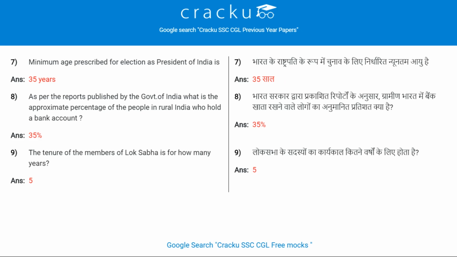Minimum age prescribed for the election as President of India? 35 years. As per the reports published by the Government of India, what is the approximate percentage of the people in rural India who hold a bank account? 35%. The tenure of the members of Lok Sabha is for how many years? 5.